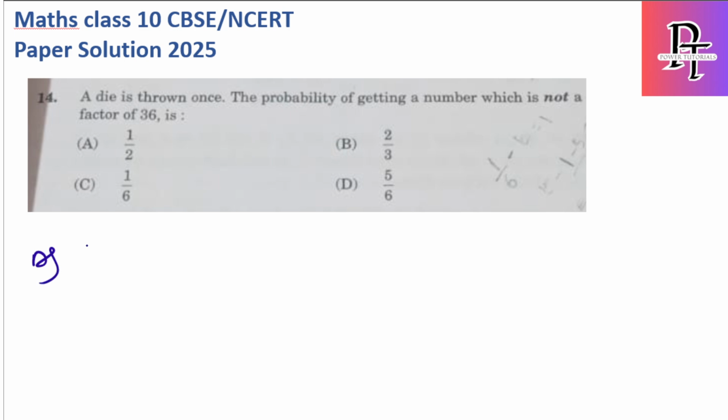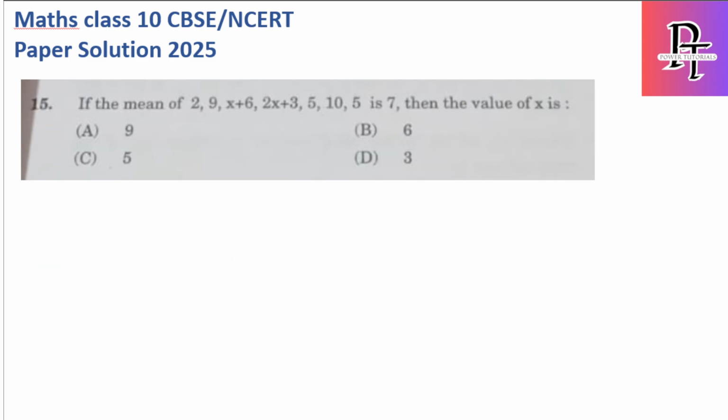Let's move to 14th. A dice is thrown once. So what are the possibilities? If a dice is thrown once, the outcomes are 1, 2, 3, 4, 5 and 6. What they want is probably getting a number which is not a factor of 36. 1, 2, 3, 4 and 6 are all factors of 36 except 5. So the probability is 1, but the total number of cases is 6. C is the right answer.